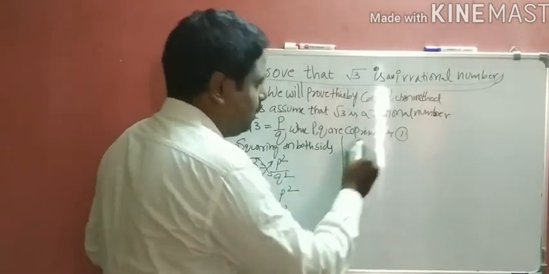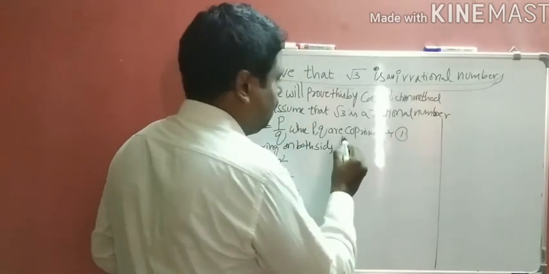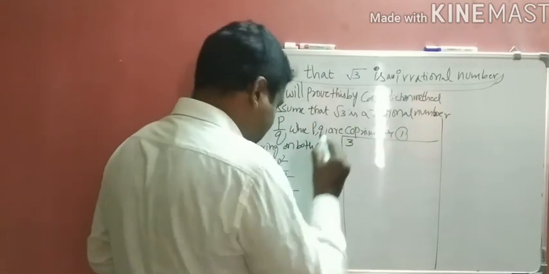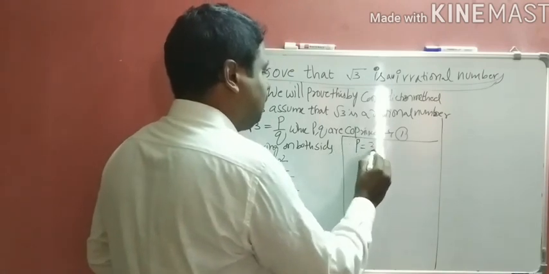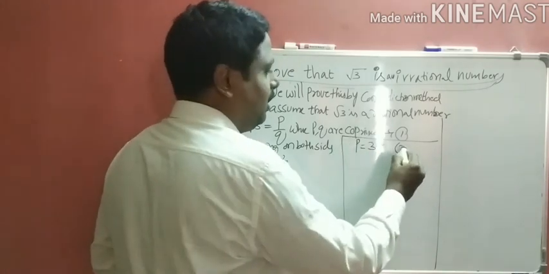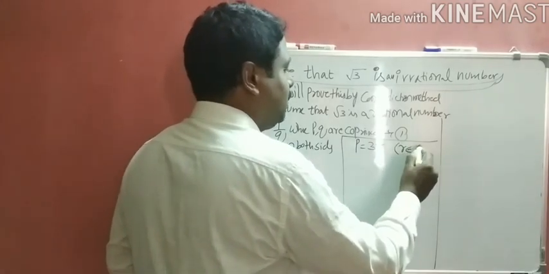So since 3 divides p, we can write p is a multiple of 3. Let us take p is equal to 3r, for some r belonging to integers. Okay.